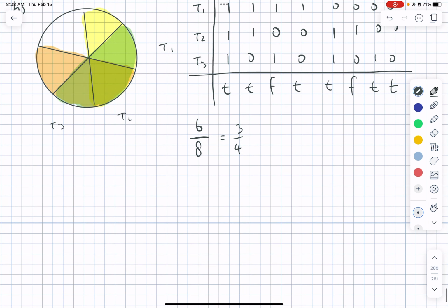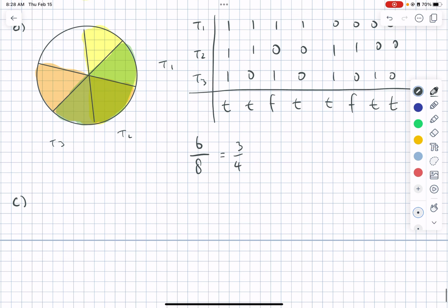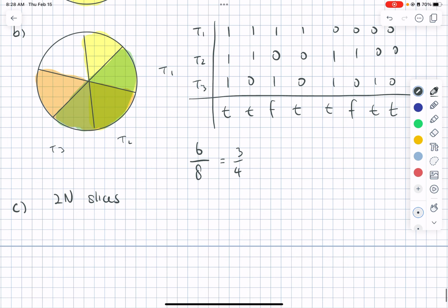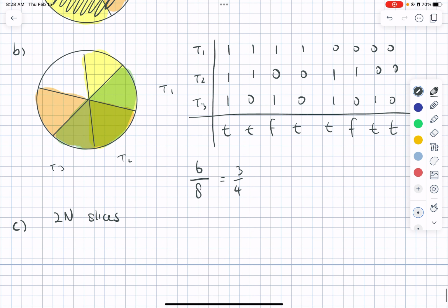So for part C, first we have to notice how many slices there are if we have n toppings. In part B, we noticed that with 3 toppings, there's going to be 6 slices because every topping requires the pizza to be cut in half along the diameter. So there's going to be 2n different slices. So how many configurations are there for all the pizzas? There's going to be 2 to the n configurations.